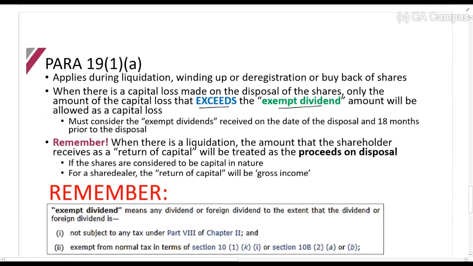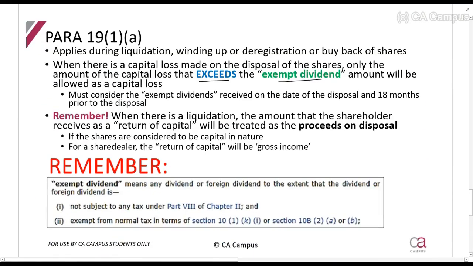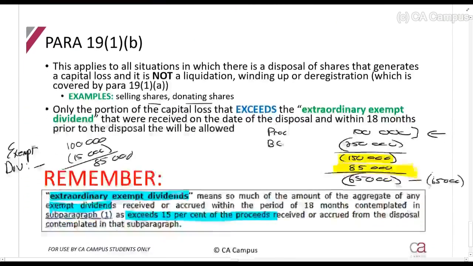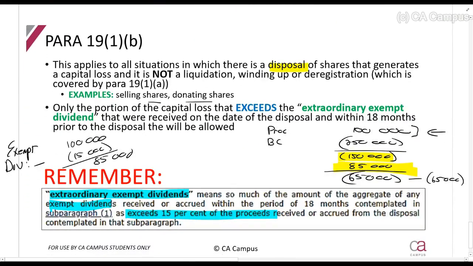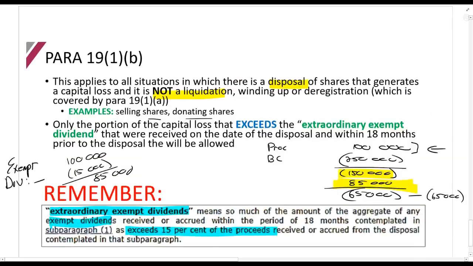So again, when do we apply paragraph 19.1a? When there's a liquidation. When do we apply paragraph 19.1b? When there's any other disposal that is not a liquidation. Okay, and that is basically it.